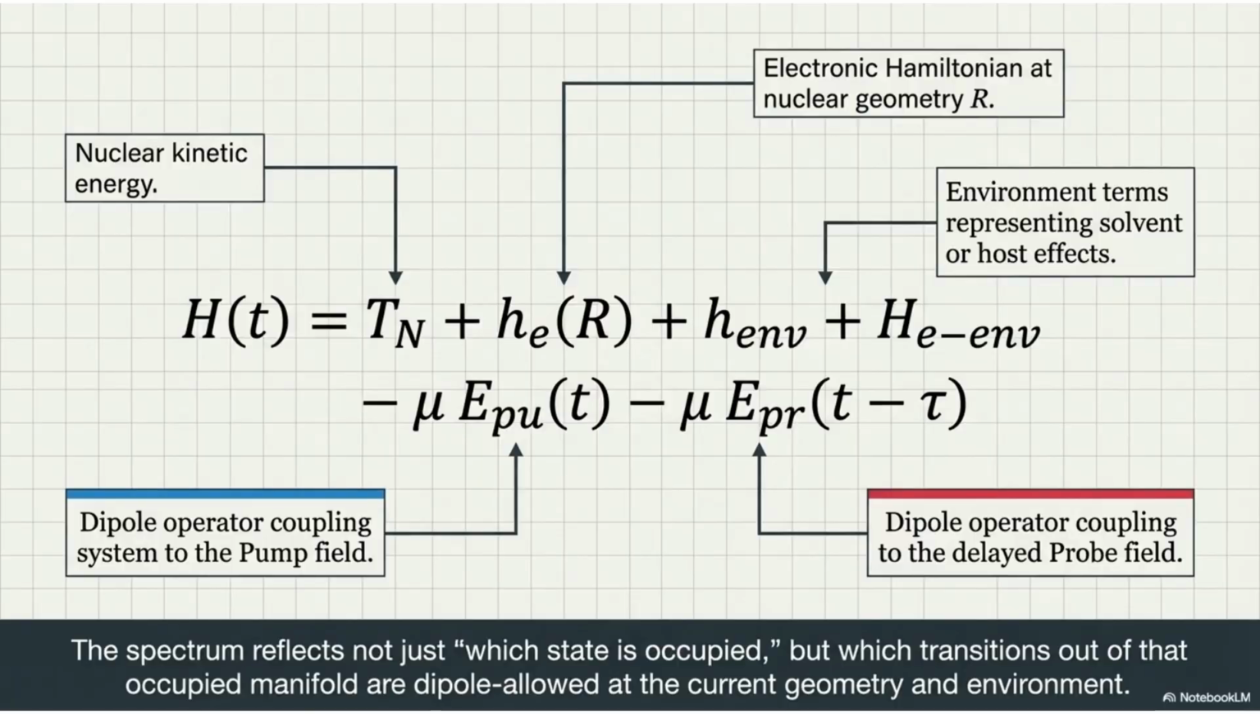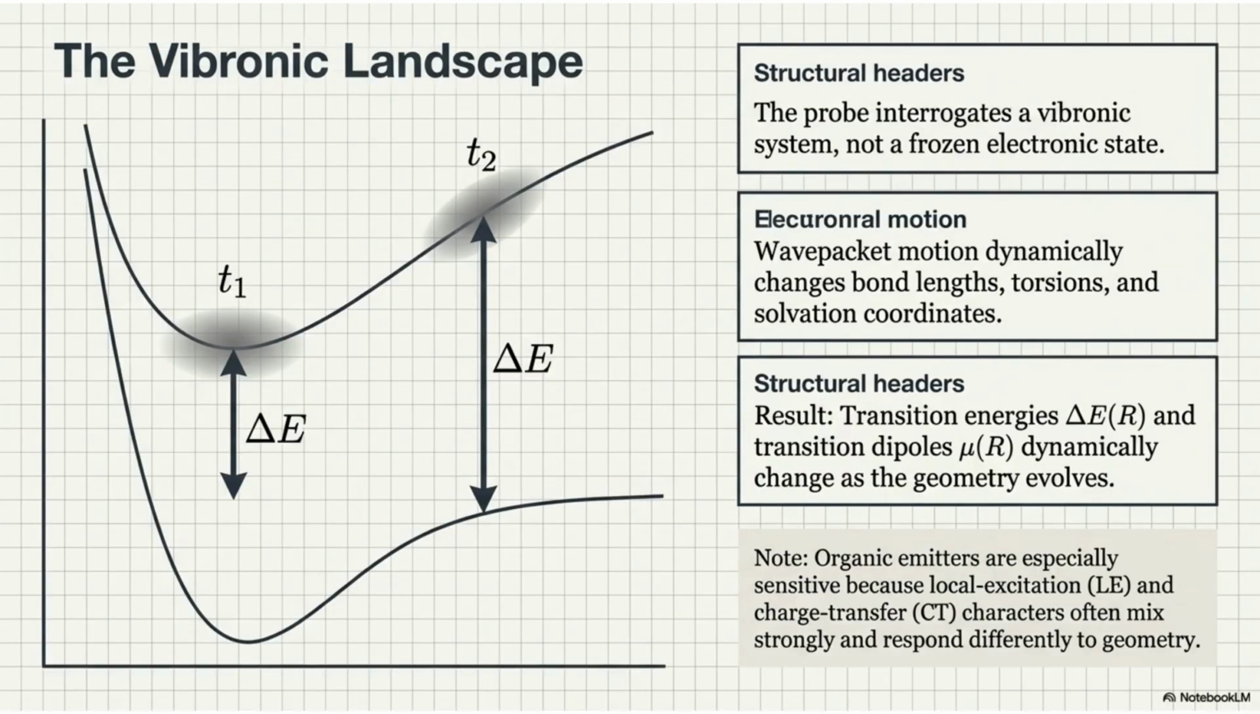The Hamiltonian, H(t), includes terms for nuclear kinetic energy, electronic Hamiltonian at nuclear geometry R, environment effects, and coupling to the pump and probe fields. The spectrum reflects which dipole-allowed transitions are available at the current geometry and environment. The probe interrogates a vibronic system, where wave packet motion dynamically changes bond lengths and coordinates. This results in transition energies and dipoles dynamically changing as the geometry evolves.